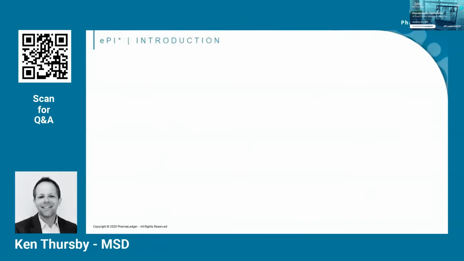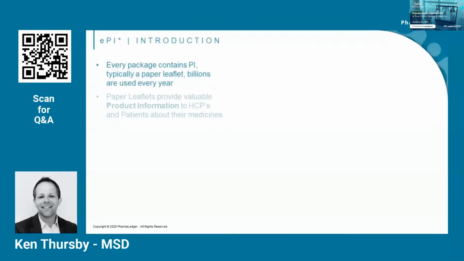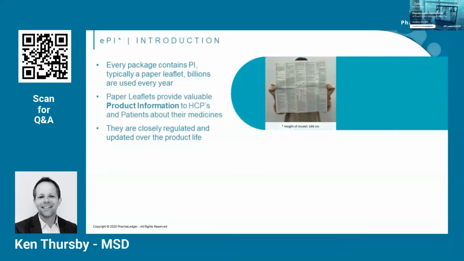EPI stands for Electronic Product Information, and today we just have plain old product information. It's typically a paper leaflet, which goes inside a carton for a pharmaceutical product. And as an industry, we use billions of these every year. The leaflets themselves are very valuable. They provide information about the product, like ingredients, things like how to report adverse effects, and how to take your medicine safely. And not surprisingly, they're a closely regulated document, and they need to be updated as required over the product life cycle.